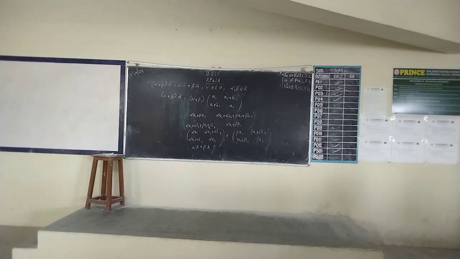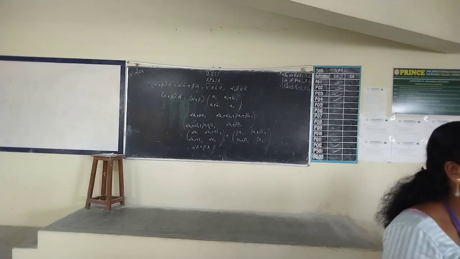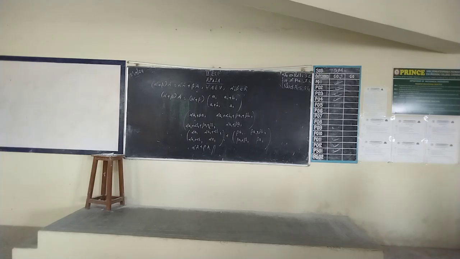Kindly avoid the disturbance. What is the third one you have to prove? Alpha into beta x should be equal to alpha beta into x. In a similar way, we have to split and write that too, because it is again only going to be a matrix multiplication with scalars. Okay, so write the third one.